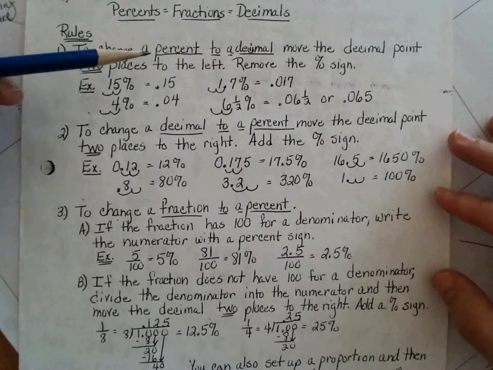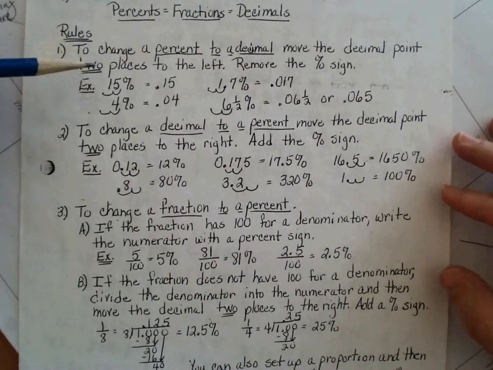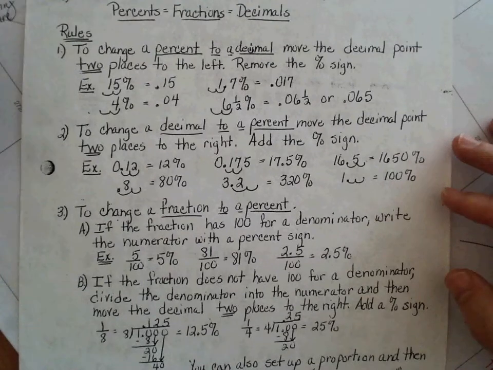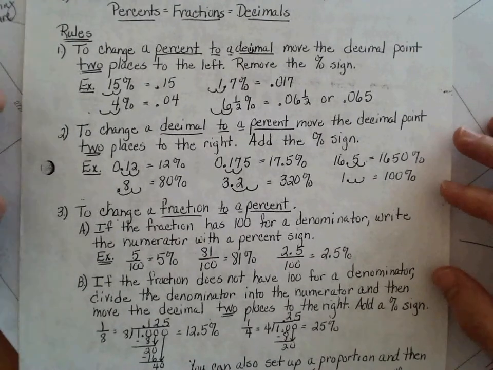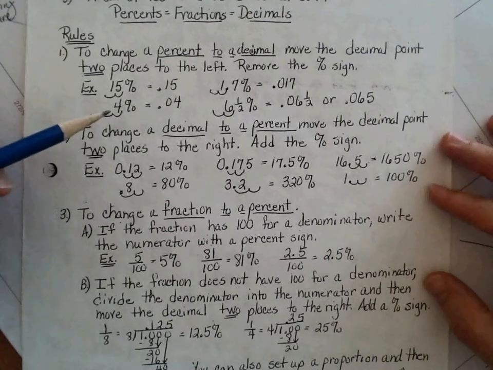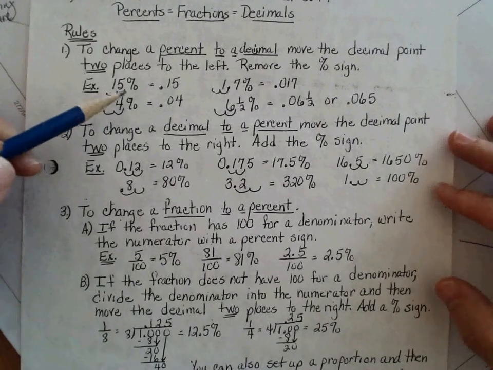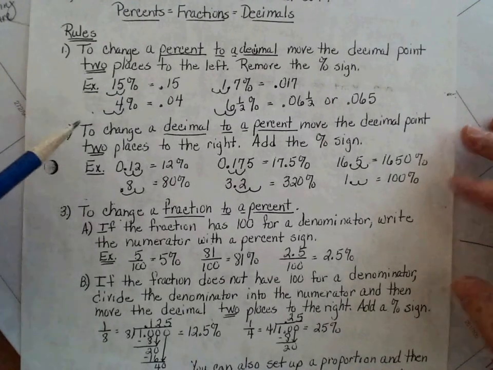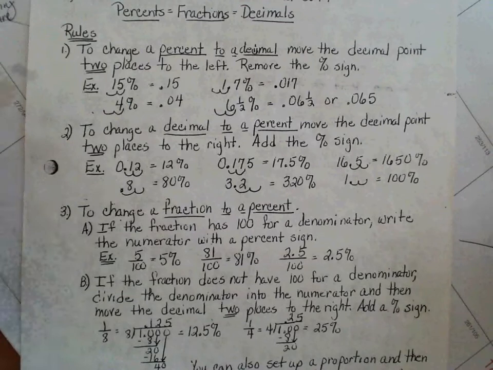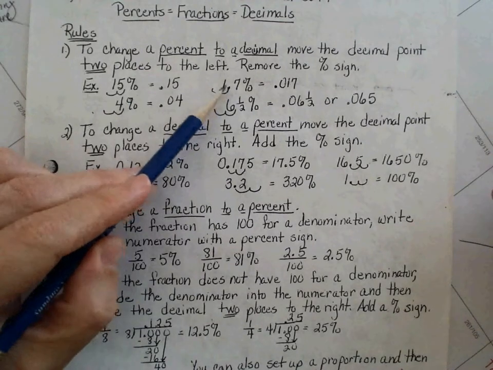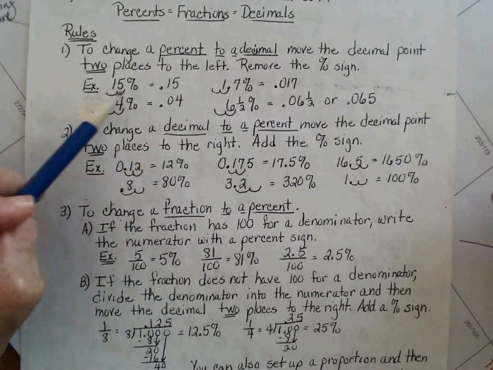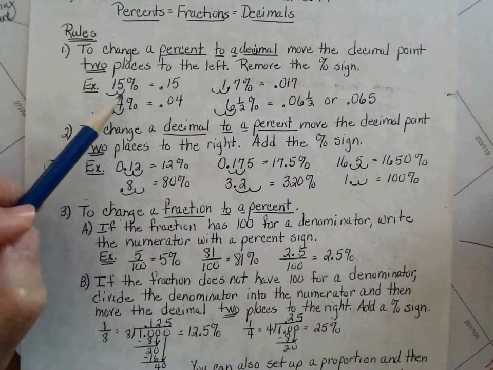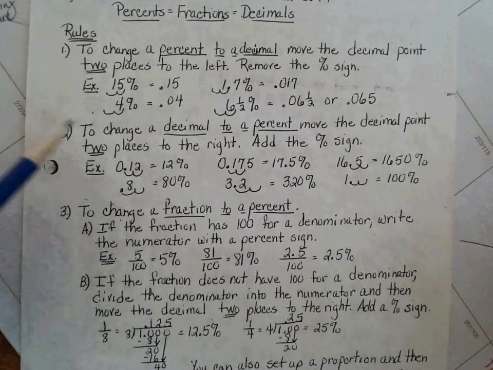So the first one, to change a percent to a decimal, we're going to move the decimal point 2 places to the left and then remove the percent sign. So look at some of these examples that we have for you here. Now, anytime you see a percent, so for example, this is 15%. If you don't see a decimal in it, like for example, this one, we see the decimal already here between the 1 and the 7. But here we don't see a decimal in the percent, so notice it's always in the back end. It's always behind that last number if you don't see it originally in the percent.